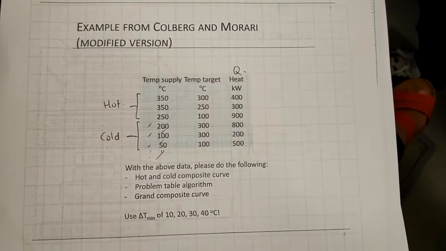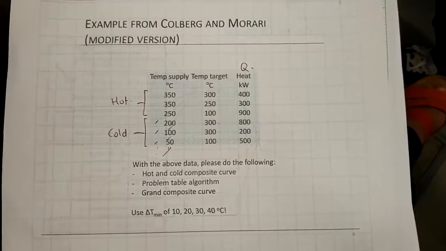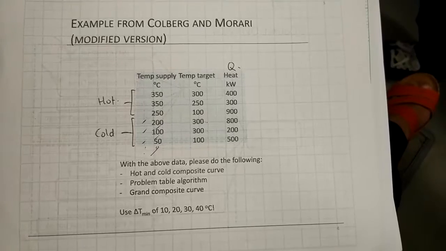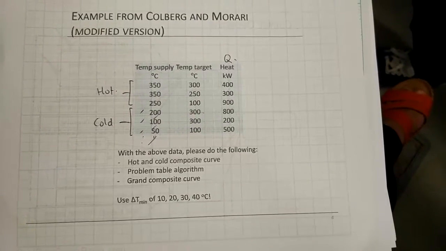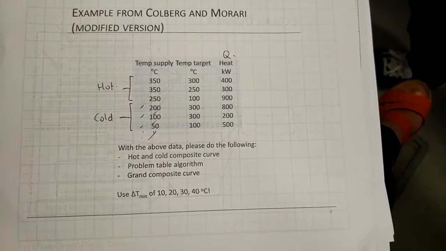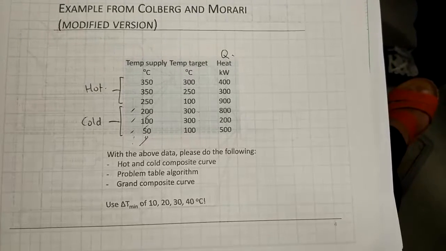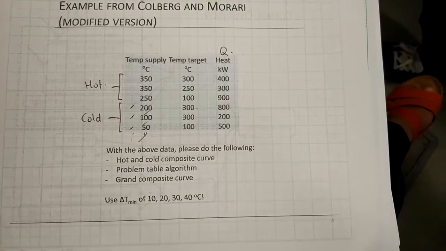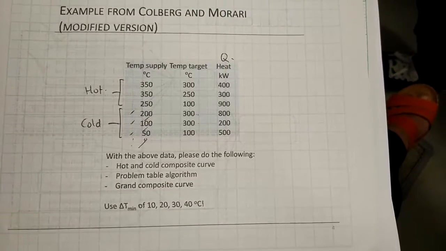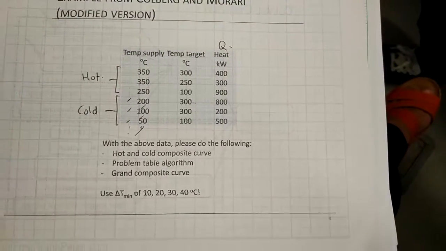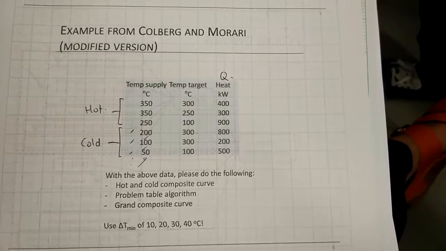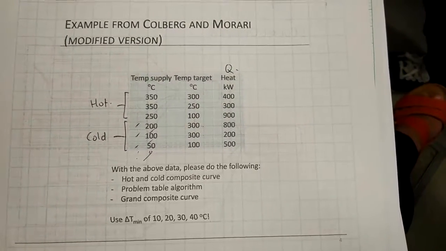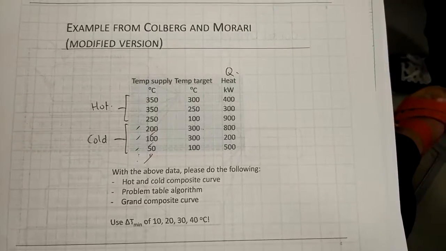Hi everyone. Today is an example of a heat integration problem. The objective of the problem is to do the following: the hot and cold composite curve, the problem table algorithm, and the grand composite curve. Before that, we must start with the end in mind, so I would like to show you the end product of this problem.